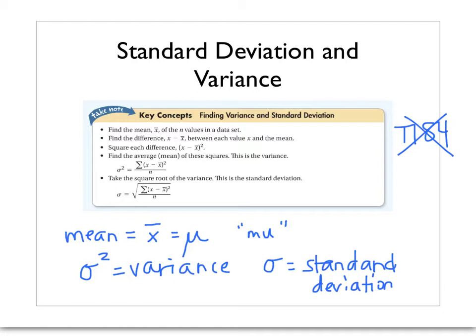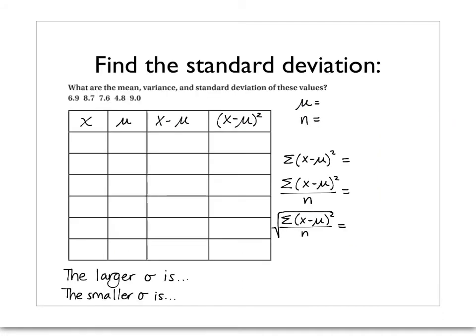So let's actually do one problem, and then I think I'm going to have to stop and come back to this later in the day to finish recording. Okay, so we have a very small data set. We only have 1, 2, 3, 4, 5 values, and I think I actually made the table too big, but that's okay. Let's start by putting our values into the table. Our X values are 6.9, 8.7, 7.6, 4.8, and 9.0. And I did indeed make one too many rows for the table.